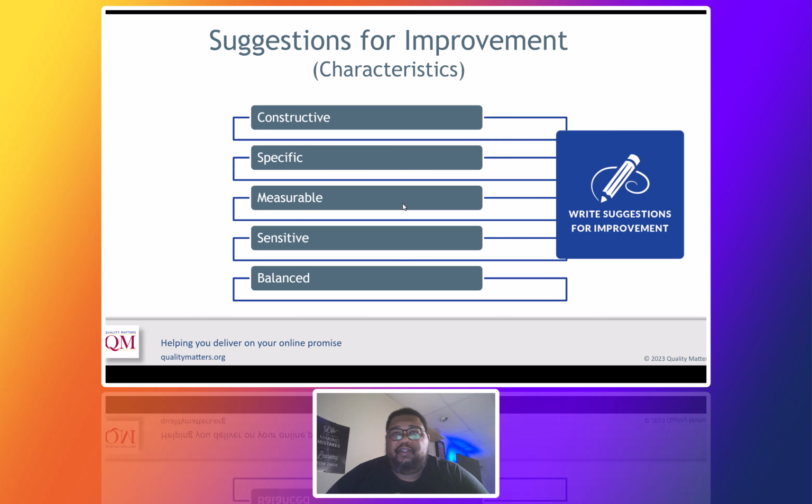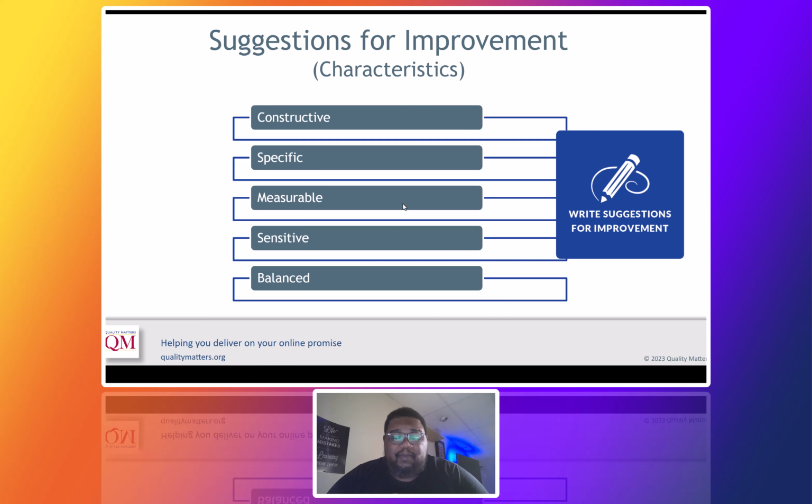So, ensure that you're reviewing the specific review standard, the annotation, and course evidence when we're thinking about making these suggestions for improvement. These decisions should not be based on personal preference. Remember that we've already focused on specific review standards, annotations, and course evidence throughout these sessions with hands-on practice. So now we're going to explain more about the 5 characteristics incorporated into a suggestion for improvement.